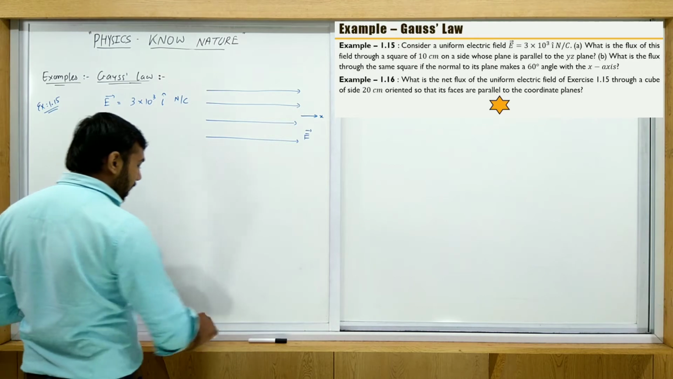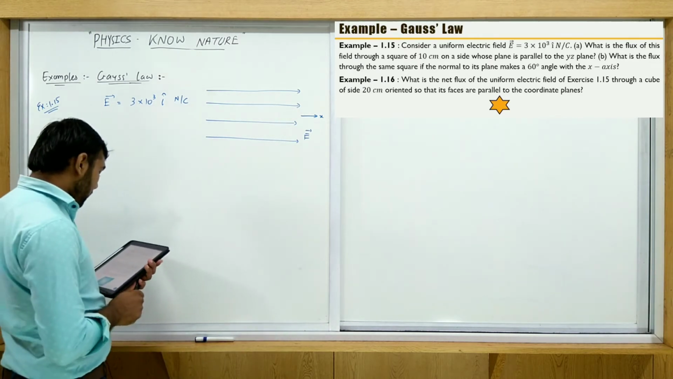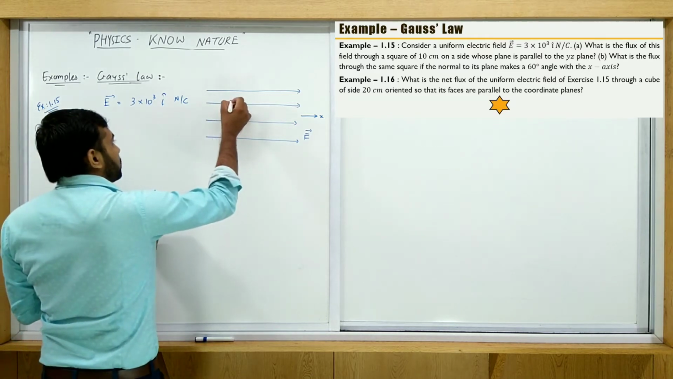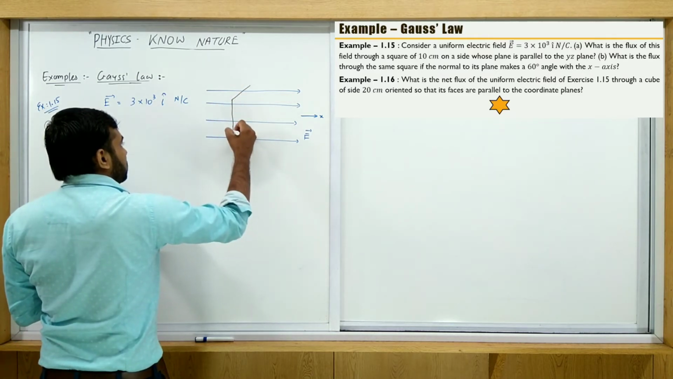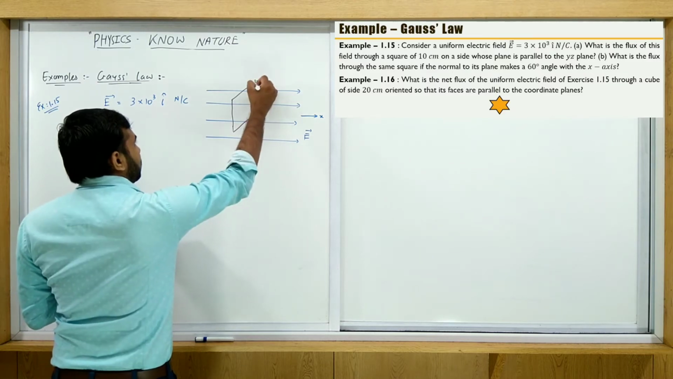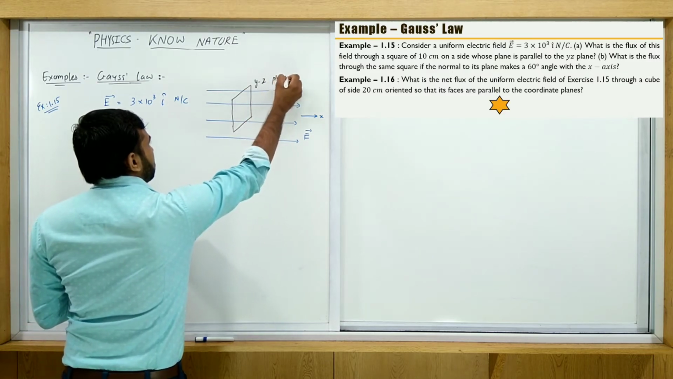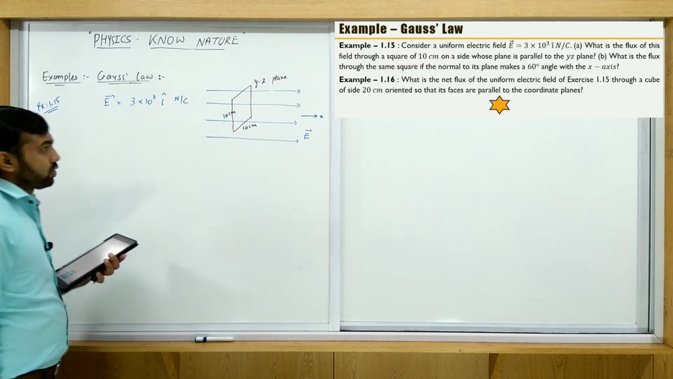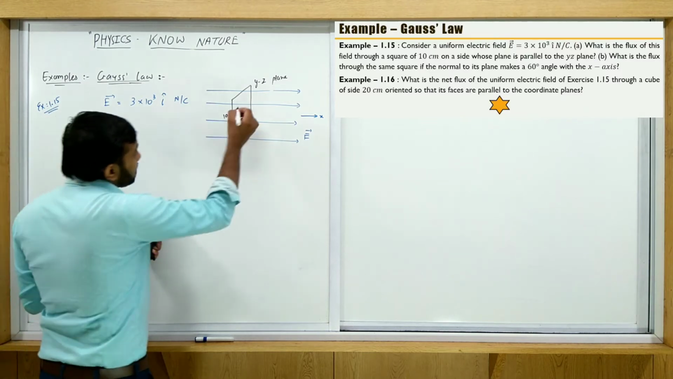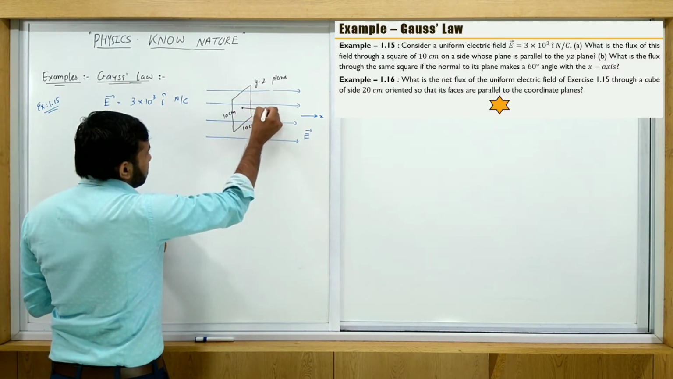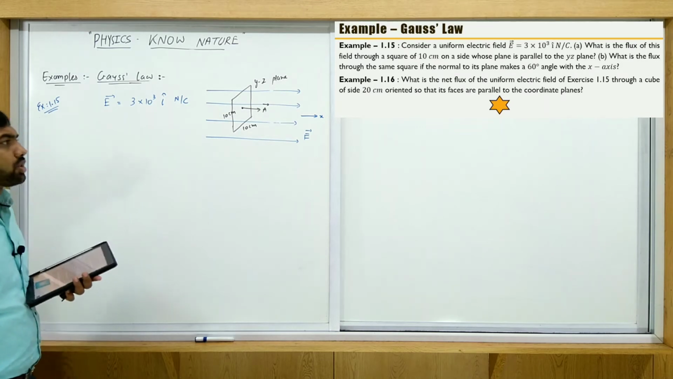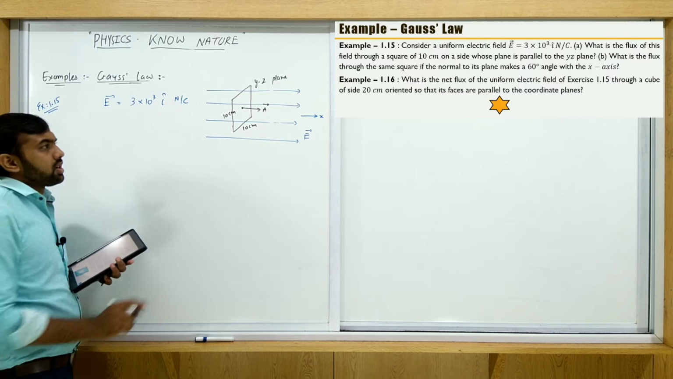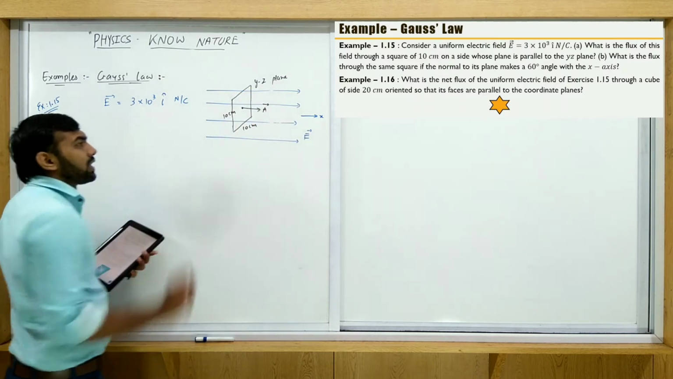Now you have one plane, so just draw one square plane, and this plane is parallel to the YZ plane. So the plane is like this: the YZ plane, 10 centimeter by 10. If you draw the area vector of the plane, then this is the area vector. The area vector and the electric field are both parallel to each other, because the area vector is always perpendicular to the plane, and the x-axis is perpendicular to the YZ plane.